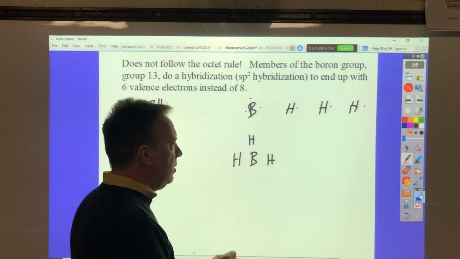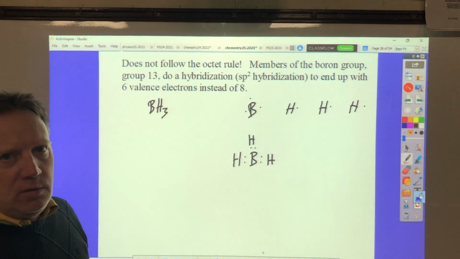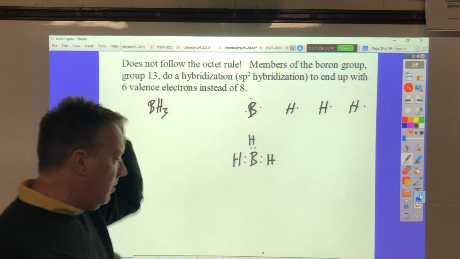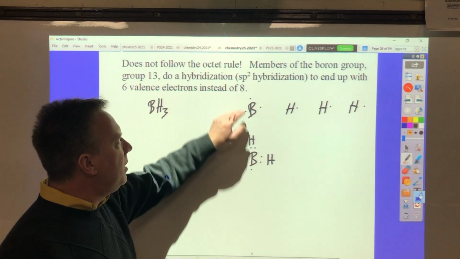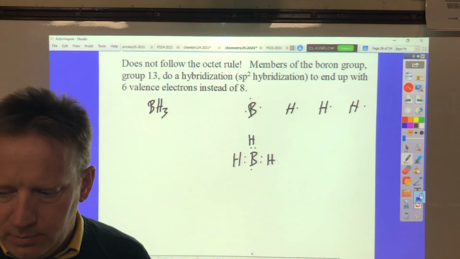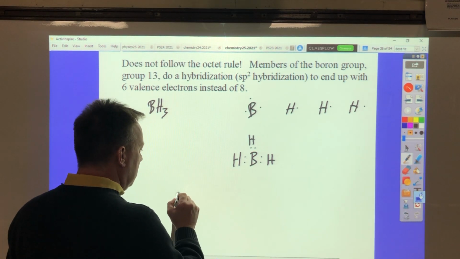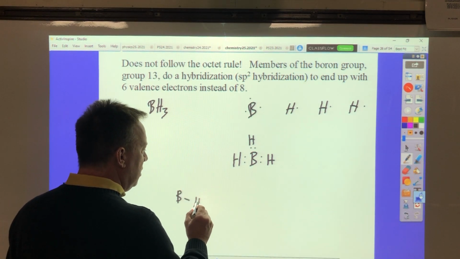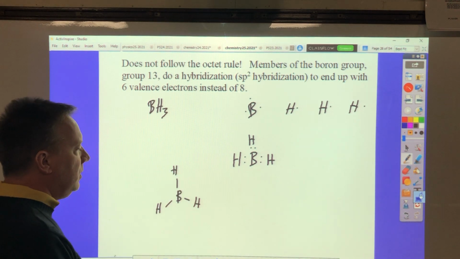Need shared pairs. Here, here, here. Give everybody 8, except hydrogen doesn't get 8. But, oh, no, we don't get 8. We get 6 this time. This one doesn't follow the octet rule. So we're done. So it's just B, H, H, H. Done.